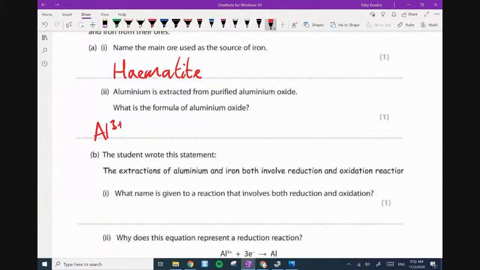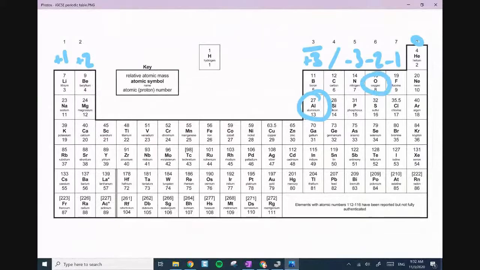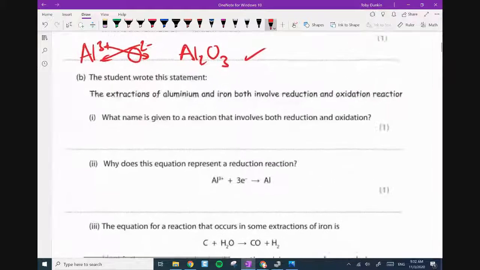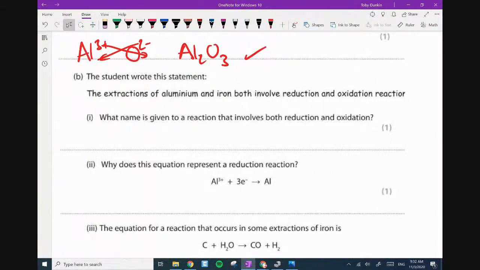So aluminium, and then oxygen is O2-. Again, from the periodic table, it's in that column. Cross and down, a bit of an X factor job, and we get Al2O3. Tick it if you've got it. 1 mark. Next, what is the name given to the reaction involving reduction and oxidation? It's called a redox. Moving on.